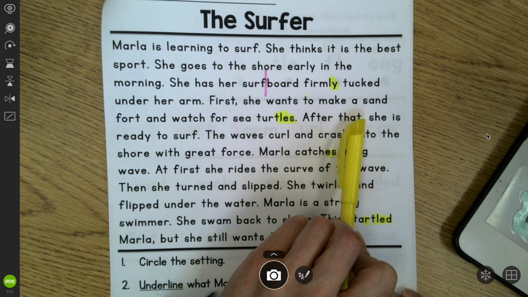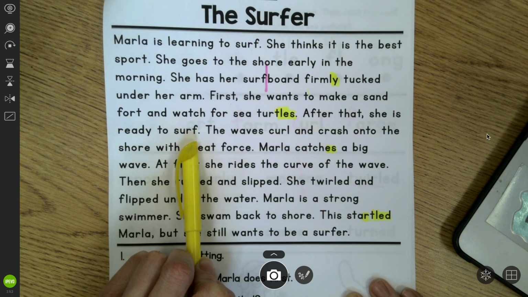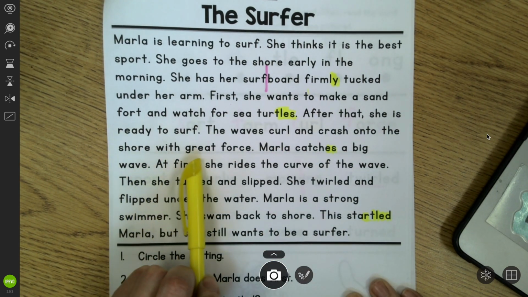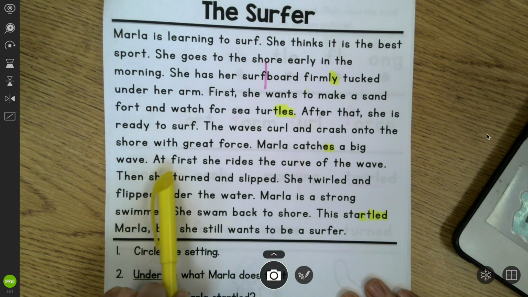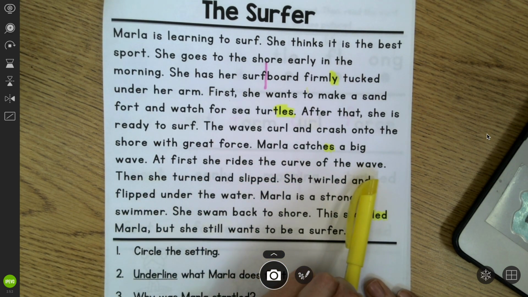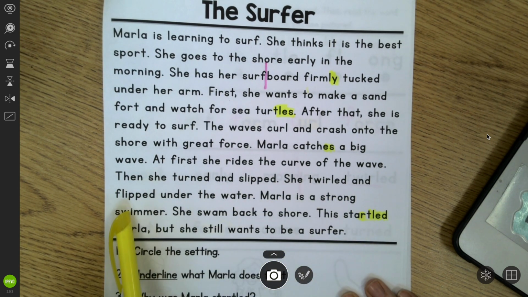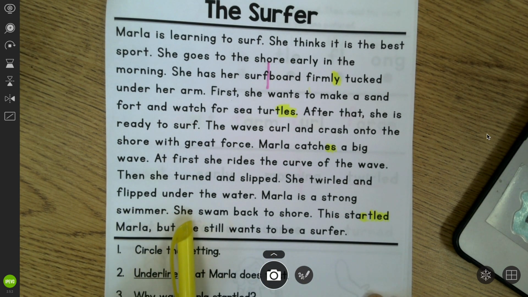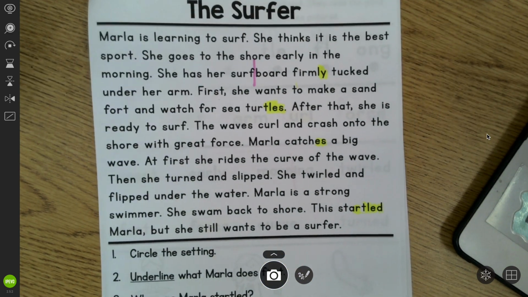After that, a comma, we pause. After that, she is ready to surf. The waves curl and crash onto the shore with great force. Marla catches a big wave. At first, she rides the curve of the wave. Then she turned and slipped. She twirled and flipped under the water. Marla is a strong swimmer. She swam back to shore. This startled Marla, but she still wants to be a surfer.